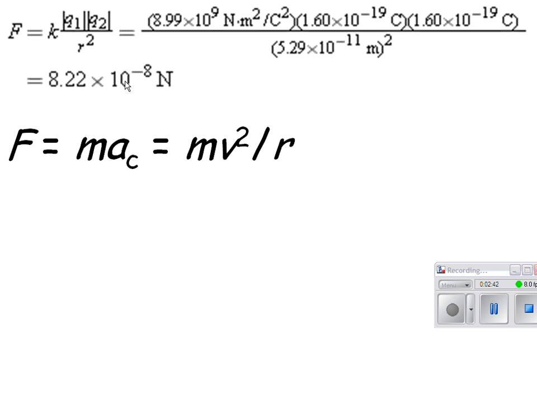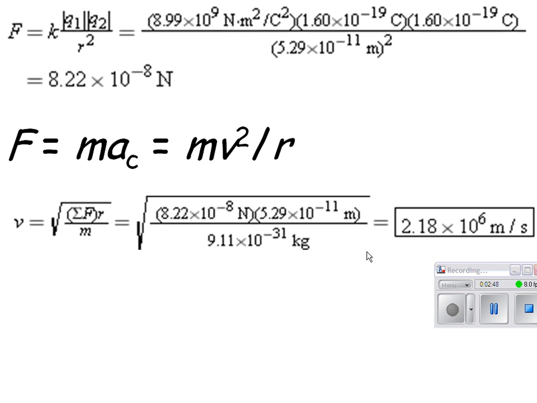You come up with a force value of 8.22 times 10 to the negative 8th newtons. Set that equal to your mv squared over r, and you end up with an answer of 2.18 times 10 to the 6th meters per second.